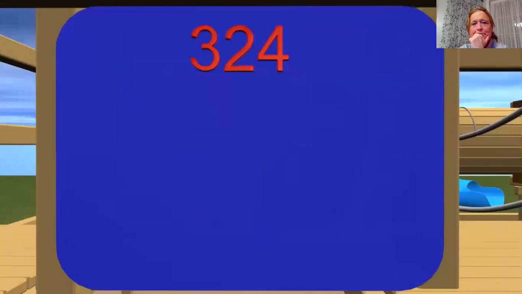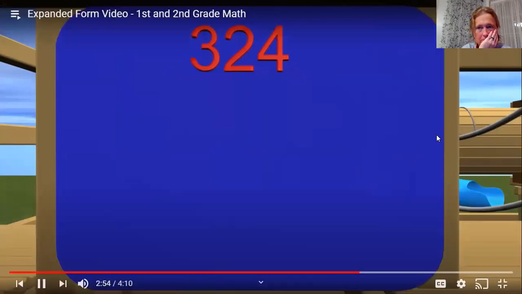Here we can see the number 324 in standard form. We need to write this number in expanded form. Let's start by looking at the 3. How much is the 3 worth in this number? 300, because it is in the hundreds place, so we would write down 300. Now let's not forget to write down the plus sign.